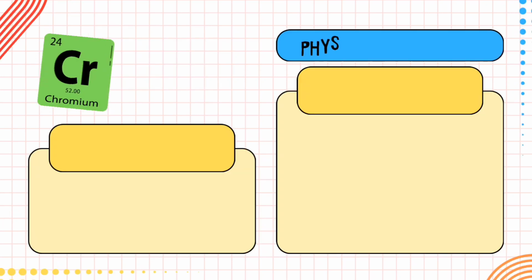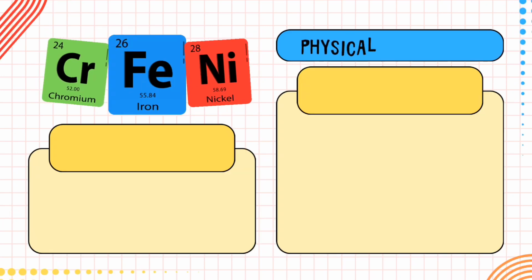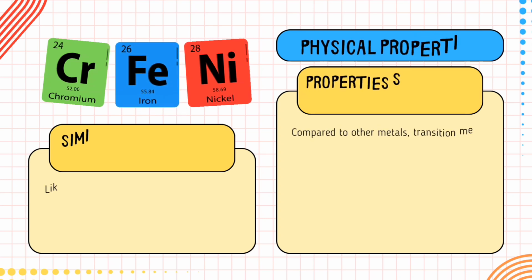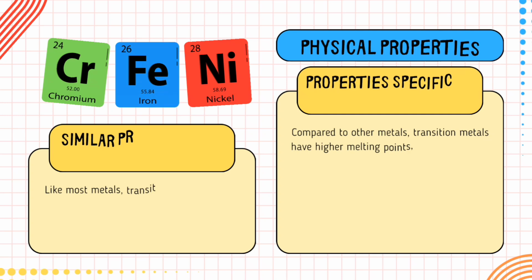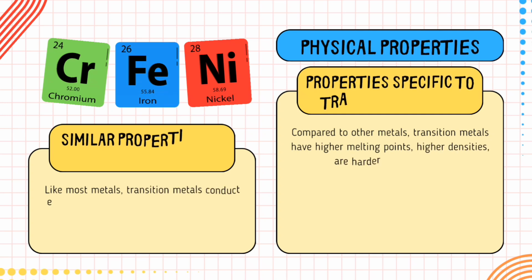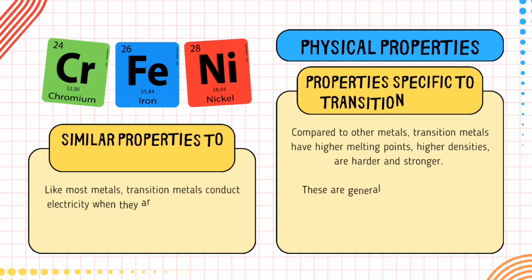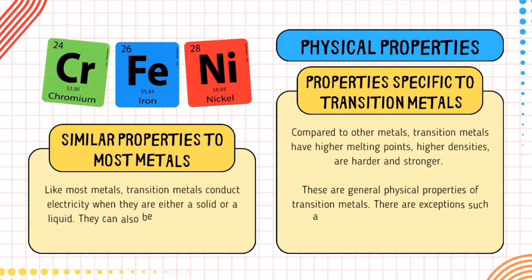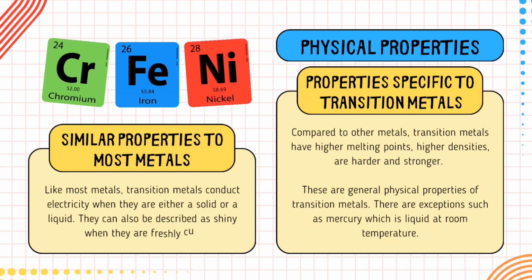Now we will learn about the physical properties of the transition metals. The first one which we will be learning is the similar properties related to most metals. Like most metals, transition metals conduct electricity when they are either a solid or a liquid. They can also be described as shiny when they are freshly cut.